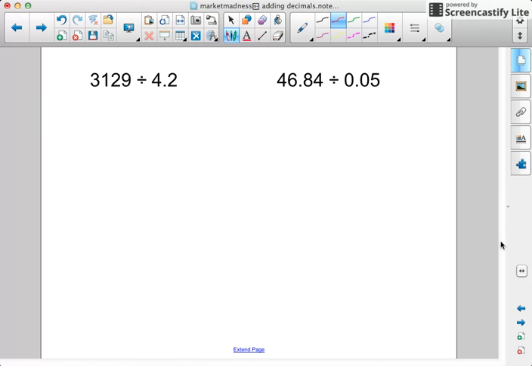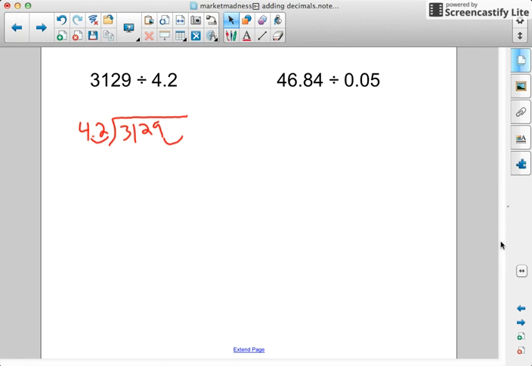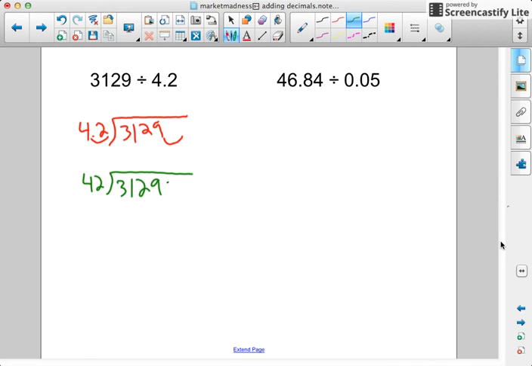So let's do a couple examples of that. If I were to rewrite this using long division, I need to move my decimal point 1 place over to make it 42. Move my decimal place 1 place over to make that. And I'm going to put a 0. So I'm going to rewrite this as 42 with the 0 on the end. 31,290 divided by 42. And then I can do my long division.